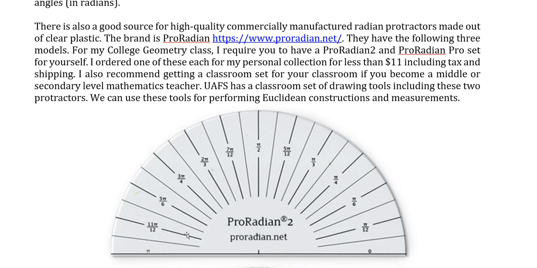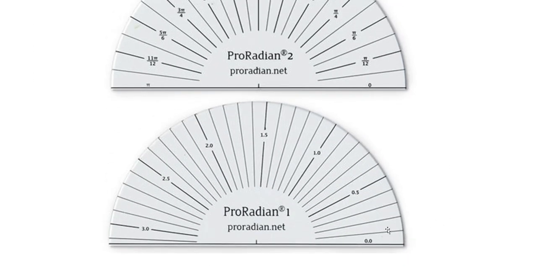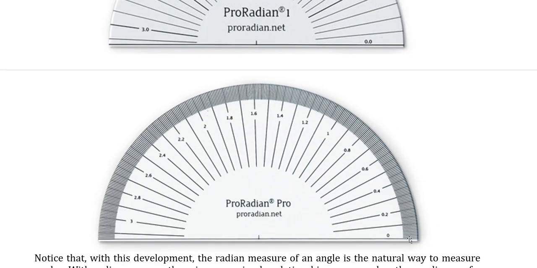And they have this one here. It's called a ProRadian 2, and it's made out of some nice quality plastic. And notice you can see markings at multiples of pi over 24. That's going to be pretty good for doing a lot of your standard ones. Here's one marked off in multiples of 0.1 radians. And this one's even better because this was marked off in 0.01 radians.